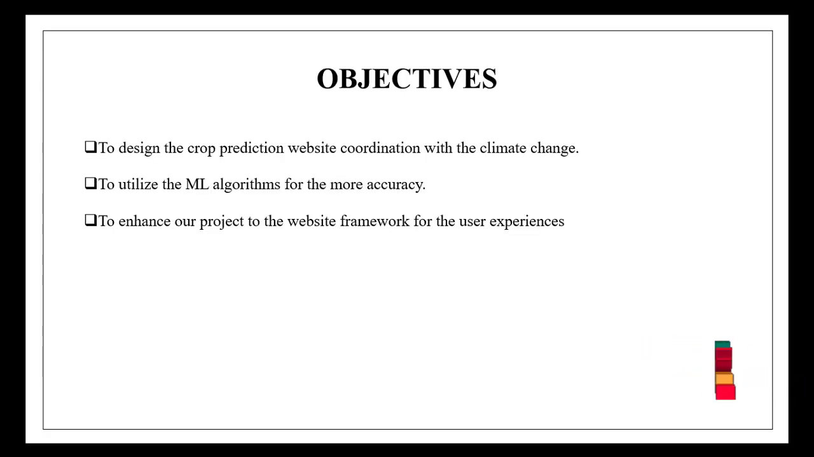These are our objectives. Design a crop prediction website in coordination with the climate changes. Utilize the ML algorithm for more accuracy. Enhance our project into a website framework for the user experience.